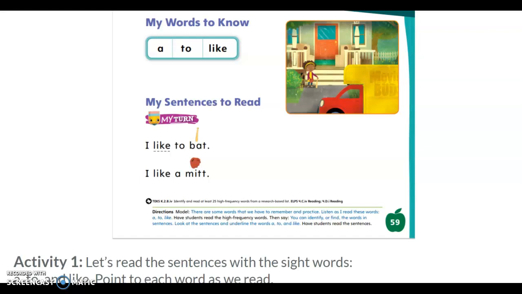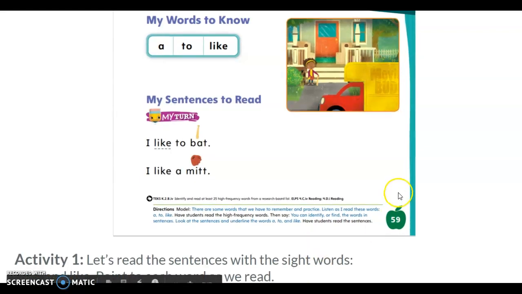This is the activity for today, activity 1. I want you to read along with me. So get your book out and turn to page 59. Remember, try to use your pointy finger when you follow along with the sentences. It will help keep your spot in the sentence.